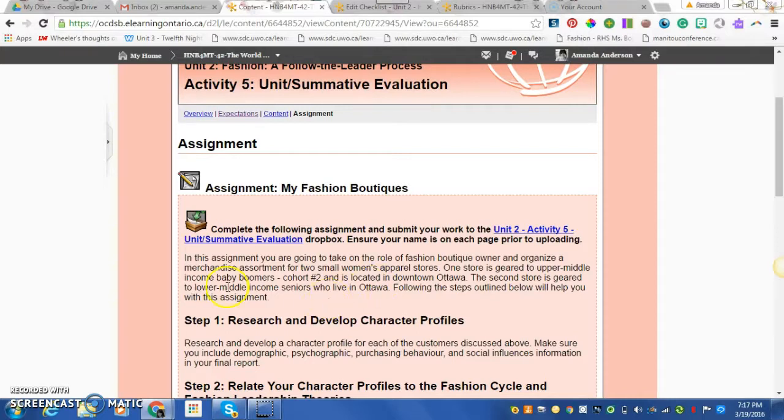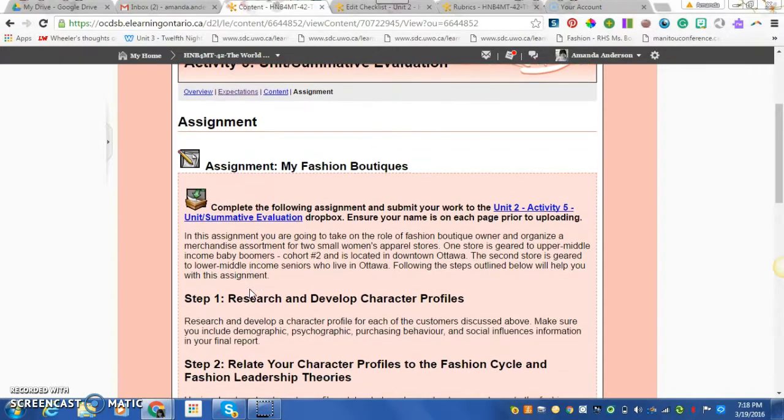And the second store is geared to a different demographic, lower middle income seniors who live in Ottawa. So both of the locations are city, but you have the difference in age. Baby boomers, the cohort 2 of baby boomers, and lower middle income seniors.